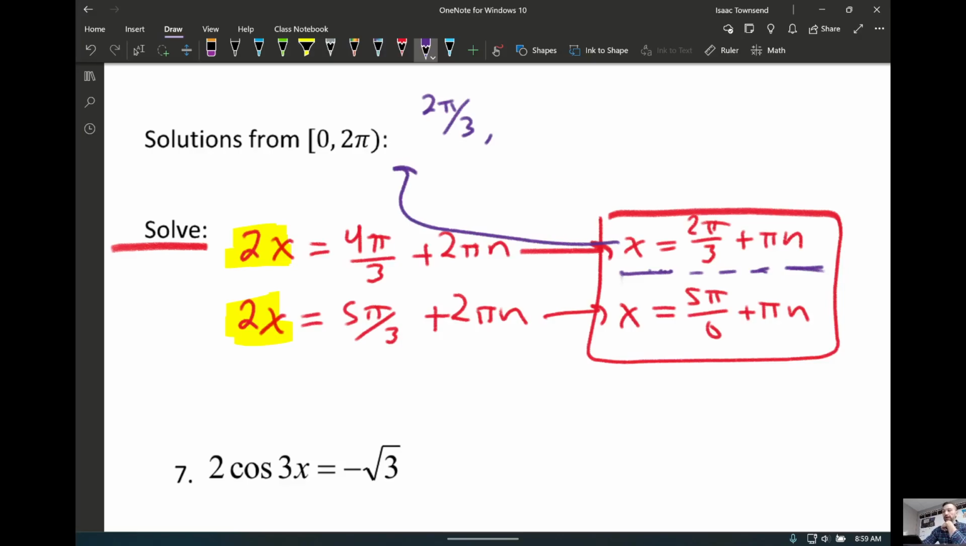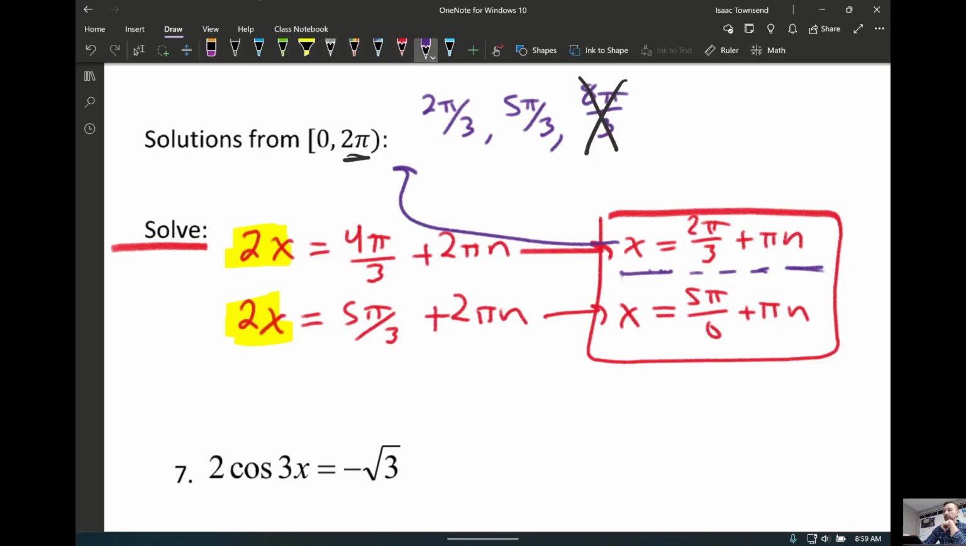It's just 1 pi, because remember I divided everything by 2 here, so 2 pi became 1 pi, or 2 pi n became 1 pi. So if I add 1 pi to this, that would be 5 pi thirds. And then if I try to add pi to that again, that would be 8 pi thirds. But 8 pi thirds is bigger than 2 pi, so I'm done with this formula. That is a solution, but it's not a solution between 0 and 2 pi.